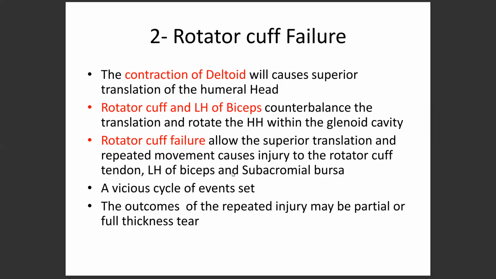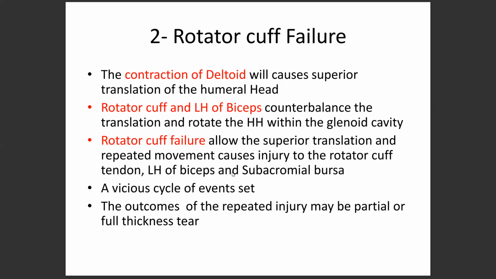In rotator cuff failure, the contraction of the deltoid will cause superior translation of the humeral head. Because when the deltoid contracts, it translates the humeral head superiorly like this. At the same time, there are some muscles which will counterbalance this translation, and these muscles are the rotator cuff and the long head of the biceps. So what does the rotator cuff do? They compress the humeral head within the glenoid fossa, while the deltoid muscle will try to elevate and translate the humeral head superiorly.